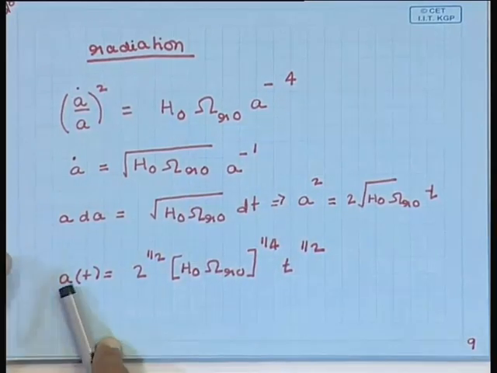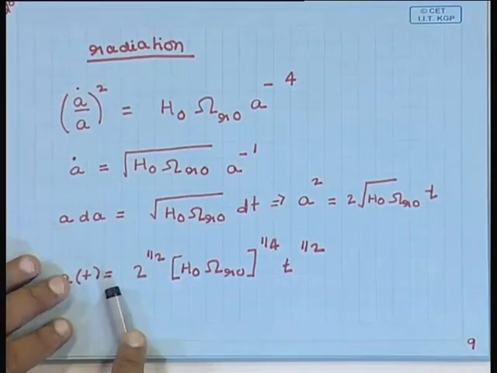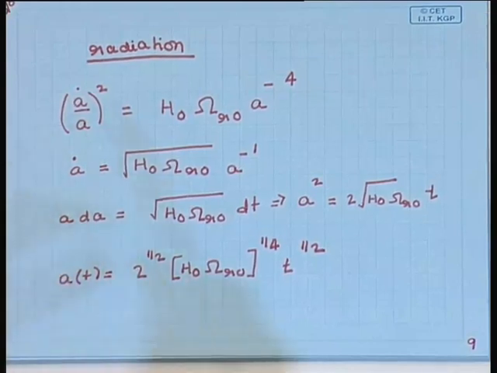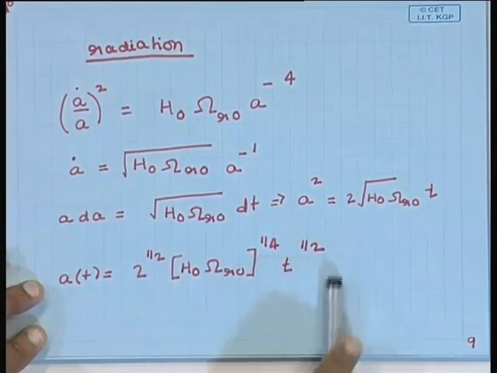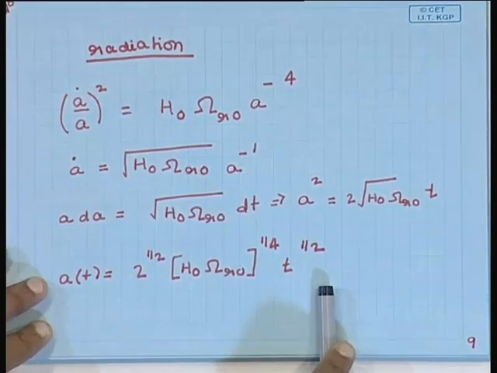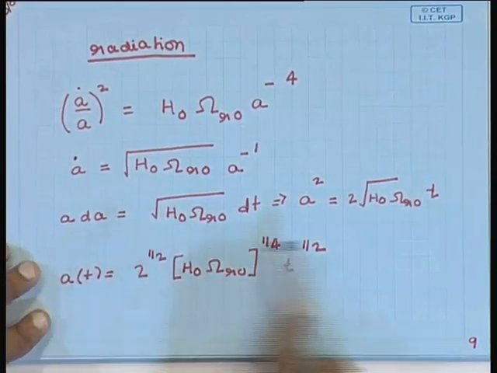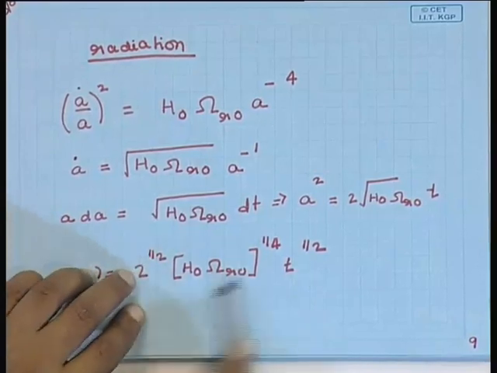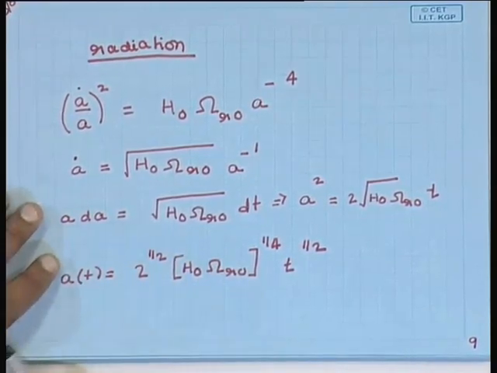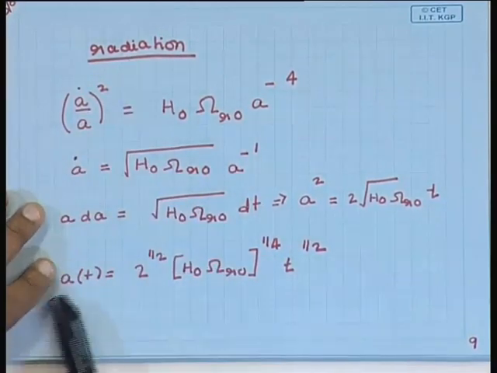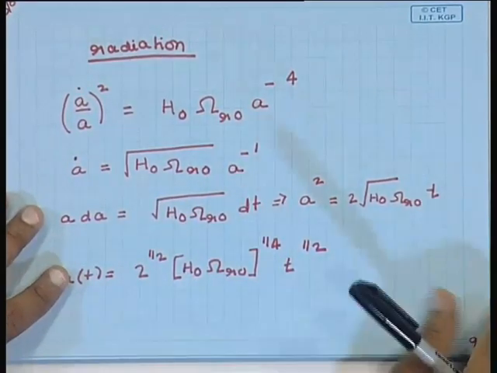And we are finally led to the conclusion that the scale factor scales with the expansion of the universe, the scale factor goes as t to the power half. That is the main conclusion. These constants of integration, these multiplicative constant coefficients, are straightforward to work out. So, the scale factor in the radiation dominated era scales as t to the power half.